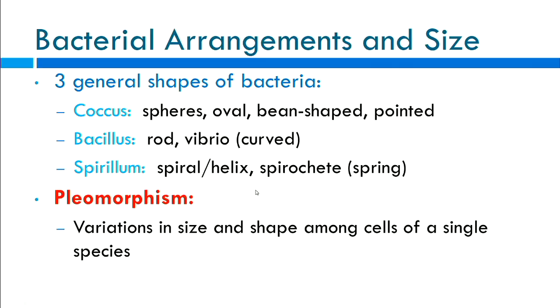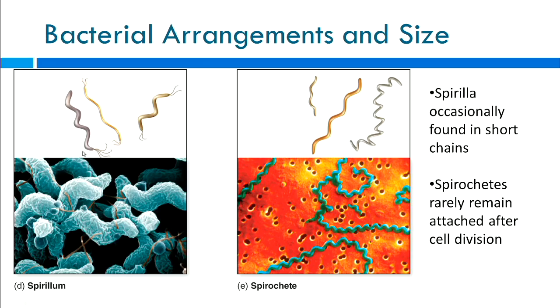Spirillum, I'll show you those. There's 2 basic spirillum. This one, which is kind of like a helix. And then this one is called a spirochete. It's more like a corkscrew. When we talk about the arrangements, we're going to talk about coccus and bacilli, which like to group up. These ones don't do it as much. Spirilla can sometimes do chains, but spirochetes usually don't. They're kind of cool looking, right?